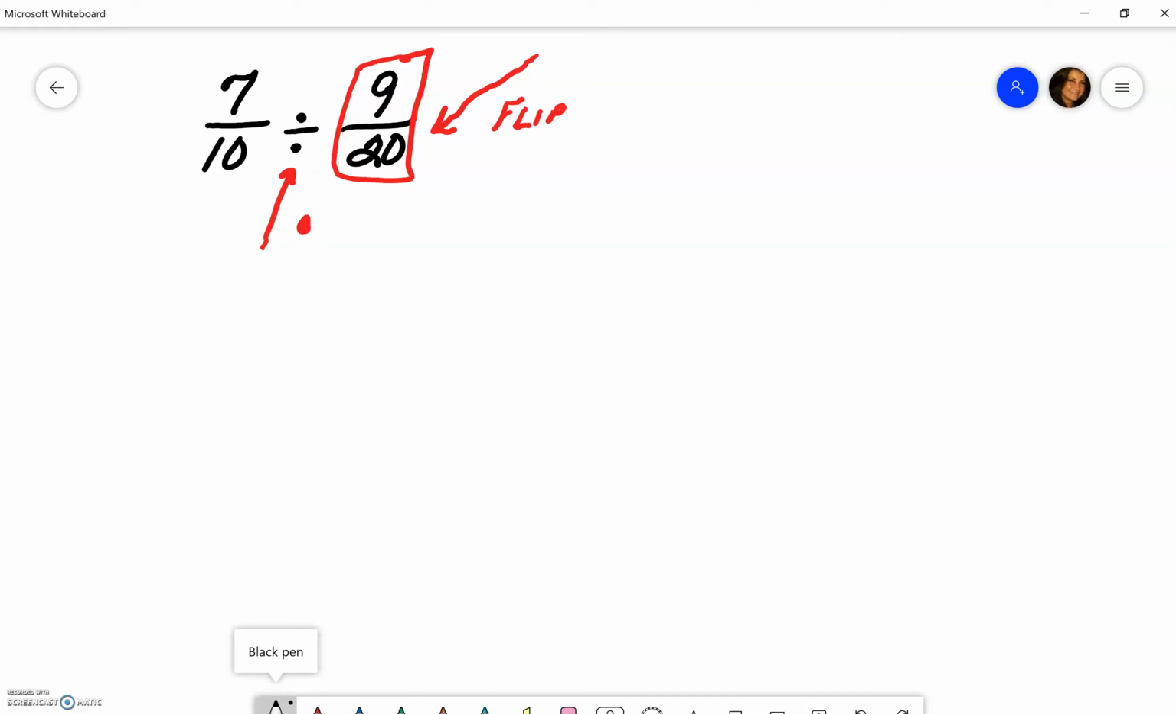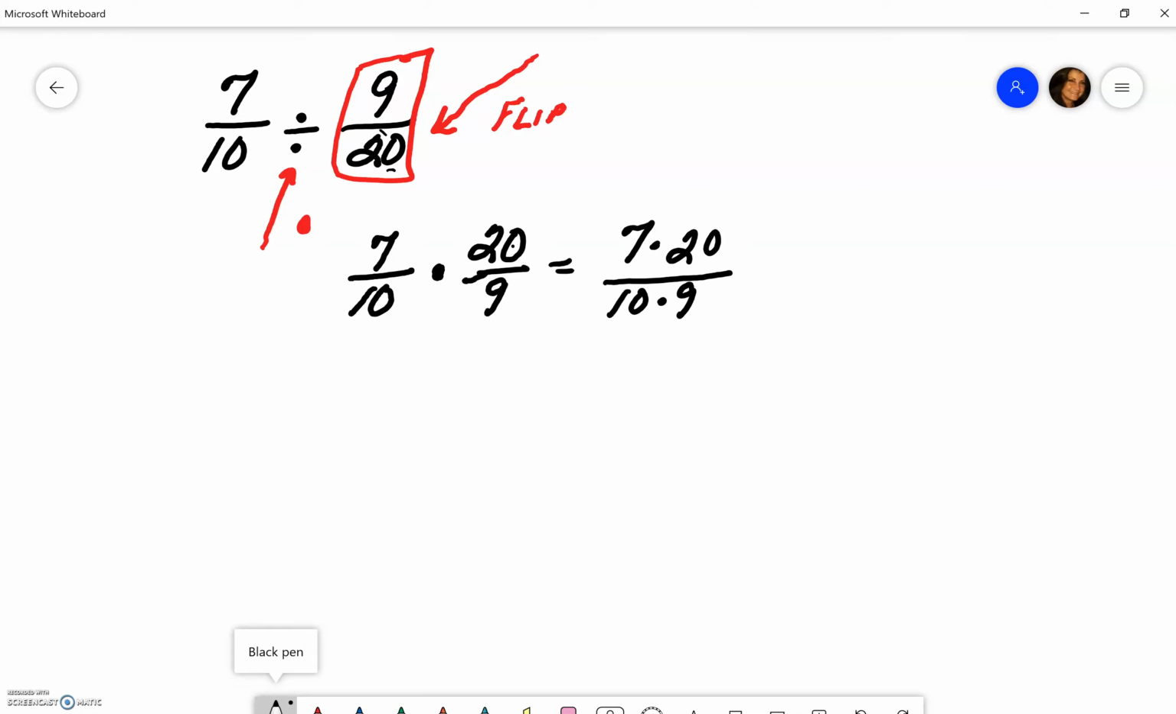So the first thing you're going to do is rewrite it. You're going to rewrite it as 7/10 times, and then take the reciprocal, which is 20 over 9. You're just taking the denominator and placing it into the numerator. Flip it. So now it's set up. I'm going to rewrite it as one fraction, with 10 times 9 on the bottom. And then I'm going to say, how can I factor something out to get something to divide out to 1? Well, I can see this 20 can be expressed as 2 times 10. And the 10s will divide out to 1.